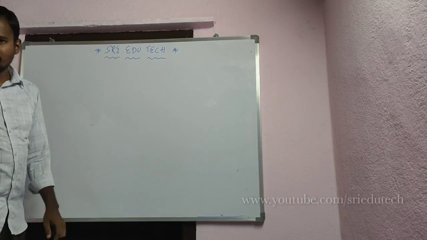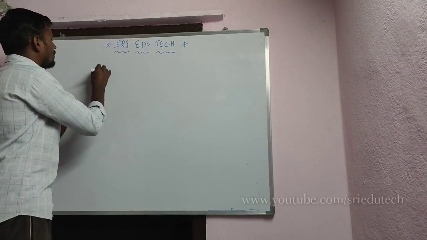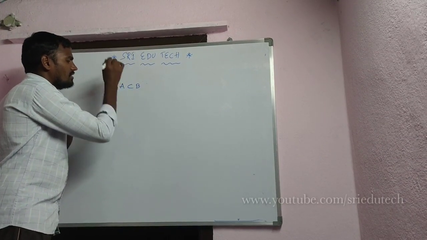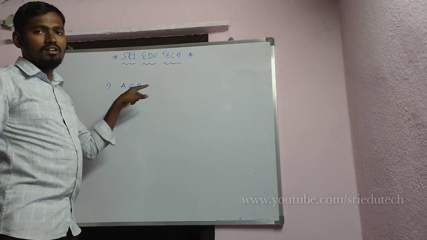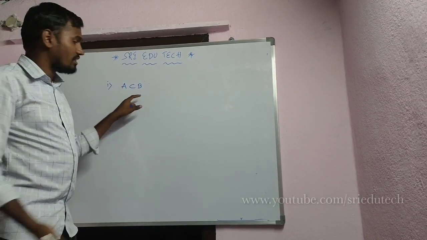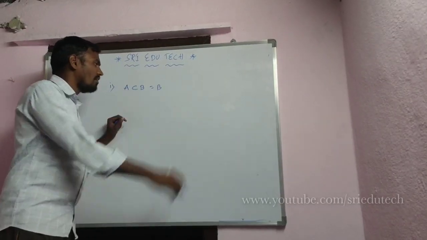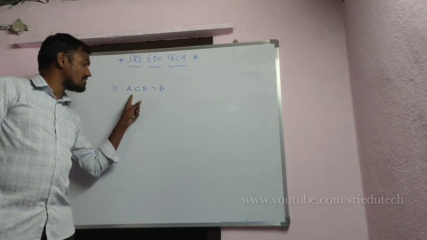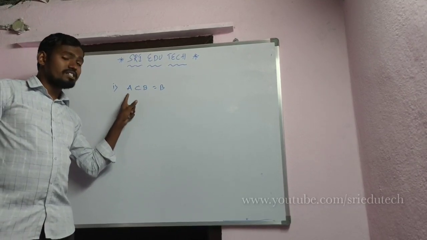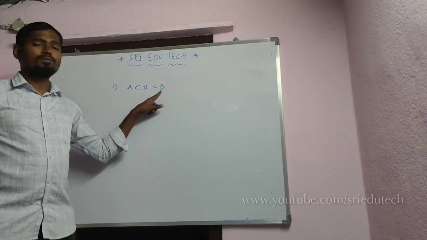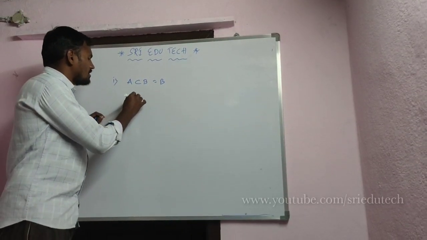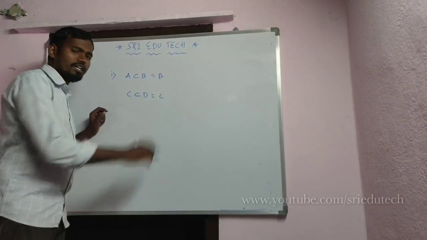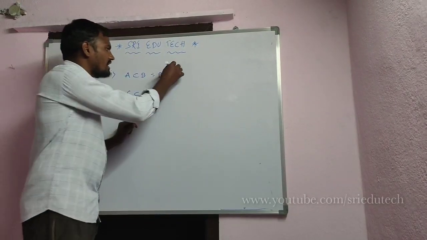Next, key points sum. It is useful for half mark questions. See, if A comma B are 2 sets and A is a subset of B, then the answer is B only. A is a subset of B means B includes A. That is, the answer is B. See, one more question. C is a subset of D, then the answer is C only.